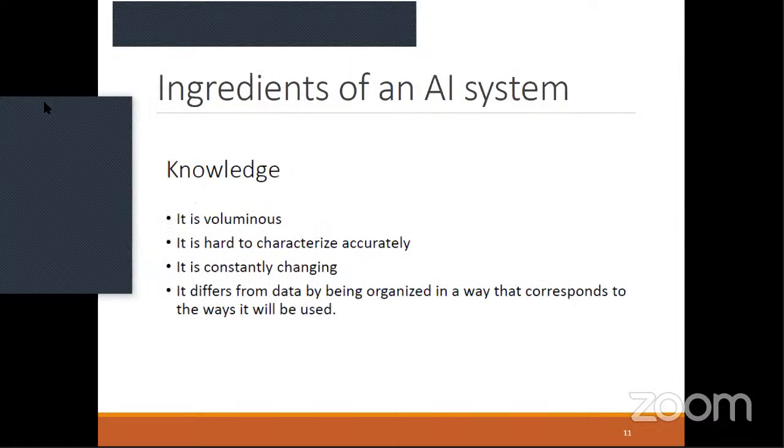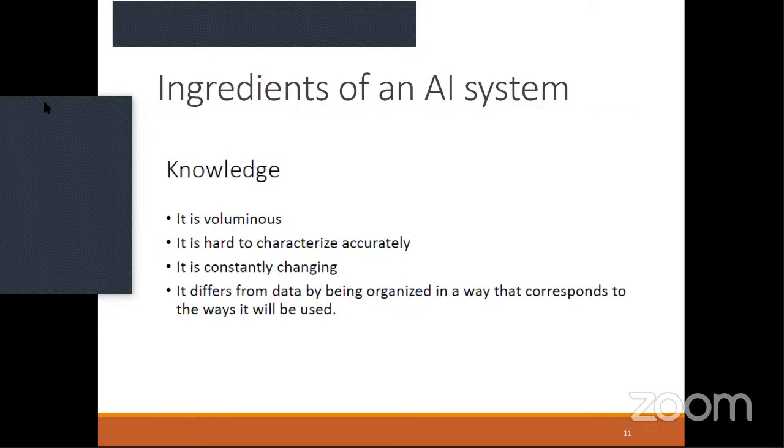So by now it is clear that the main ingredient of an AI system is knowledge. You have to extract that knowledge from data. But the problem with knowledge is that you will have a lot of data and you have to extract a lot of knowledge. So knowledge is voluminous, and we have to have a system which can handle a lot of knowledge. And again, there's a problem in representing the knowledge, so we need a system where we can characterize it accurately.